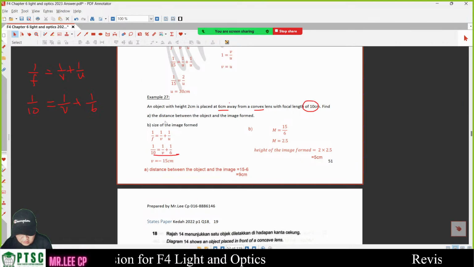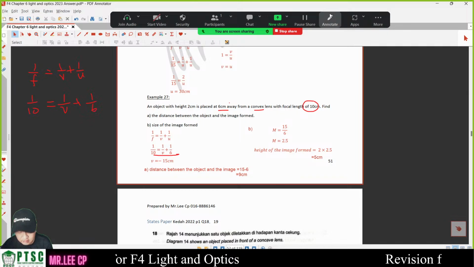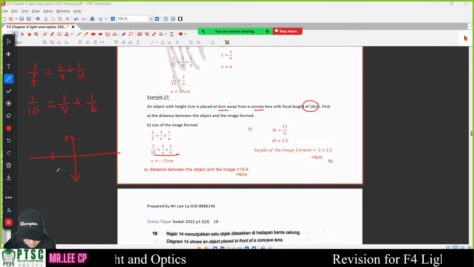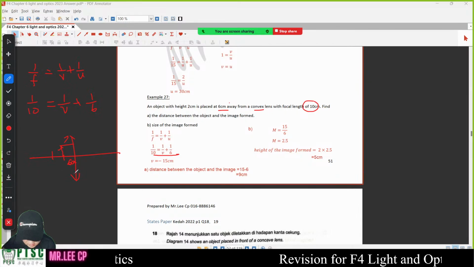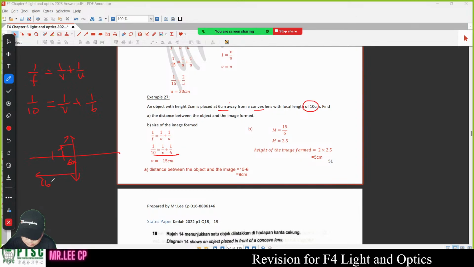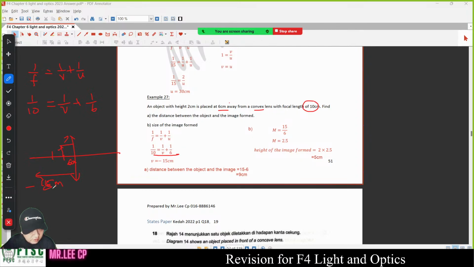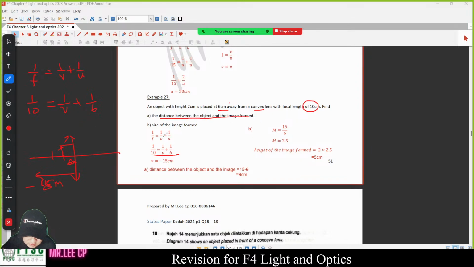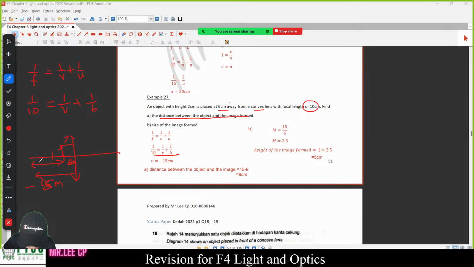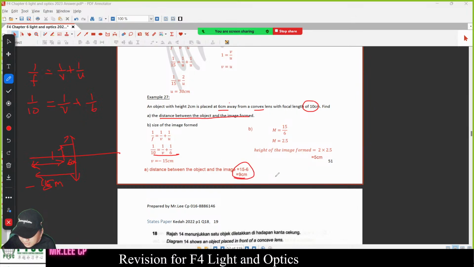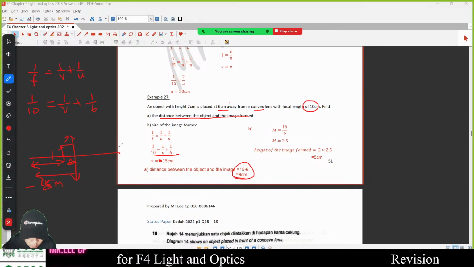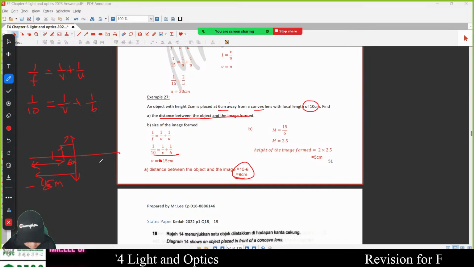V is negative 15. They want the distance between the object and the image. Your object is 6 cm away. Negative means same side, virtual. So they want the distance between the object and this image, so it must be here: 15 minus 6, which is 9. Normally it is a virtual one. If it is positive, it will be formed on this side, so it would be 6 plus 15. But this is the same side.